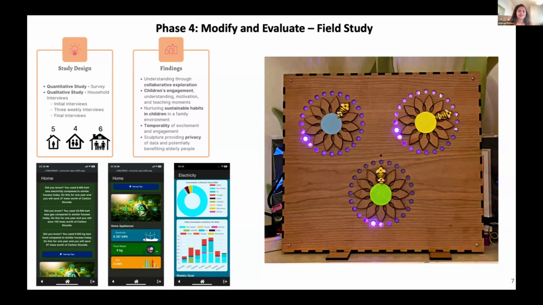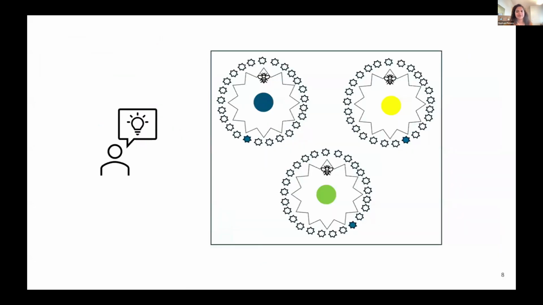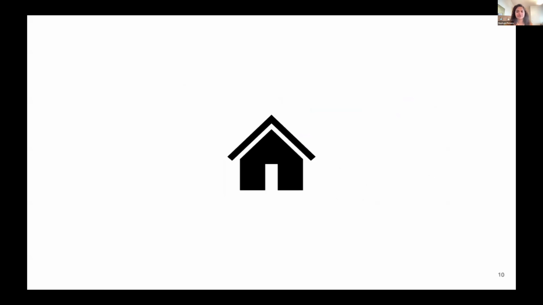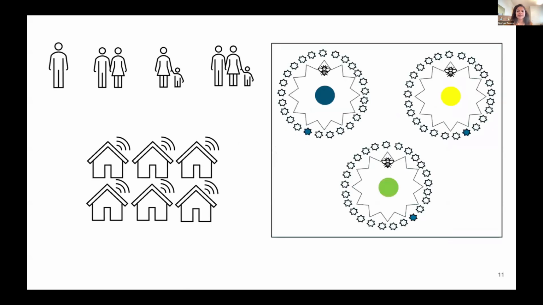Then we conducted a field study with 15 households where each house used the system for 3 weeks. We did this from February to July this year. In the paper, we report on the preliminary findings of this study. We found that Eco Garden helped people to understand their consumption and reflect on how their activities can contribute to carbon emission. And it also motivated practice changes in the home to be more sustainable.